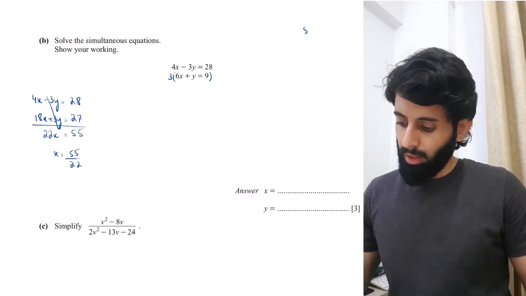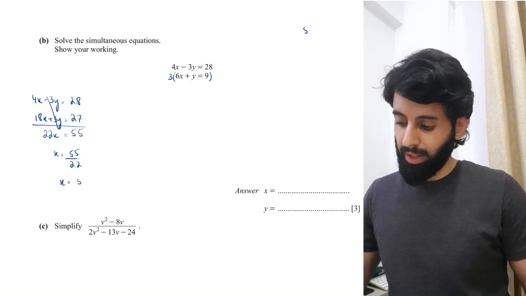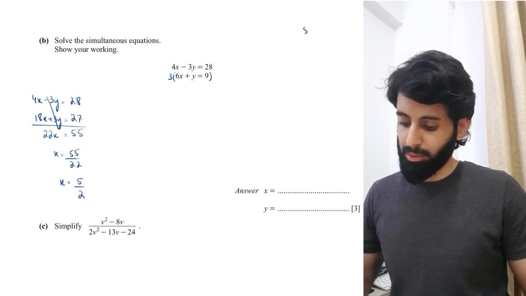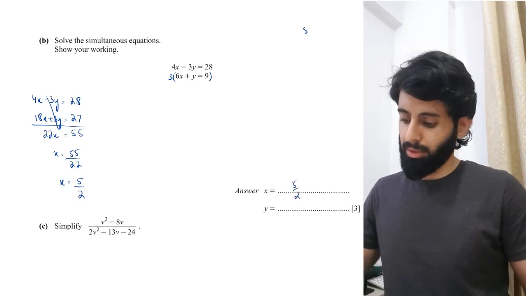So there you have it. If you simplify this using the table of x, 11 5s are 55, 11 2s are 22, so you get 5 upon 2. Once you have the value of x, it's pretty simple to find the value of y.